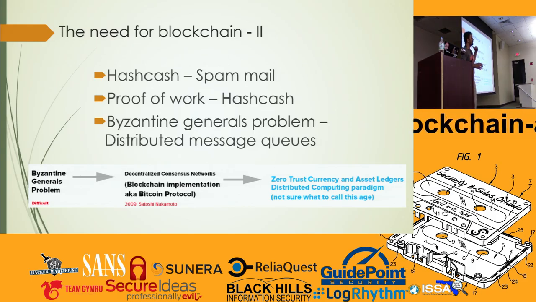Going back to a little bit of the history. Hashcash has been around, actually. The original paper came out in '94 and then '96. Hashcash was used early on to work with spam mail. Then came the idea of proof of work. That was also part of Hashcash, which is also, again, for spam mail. Lastly, the Byzantine generals was a very well-known open problem in distributed message passing.